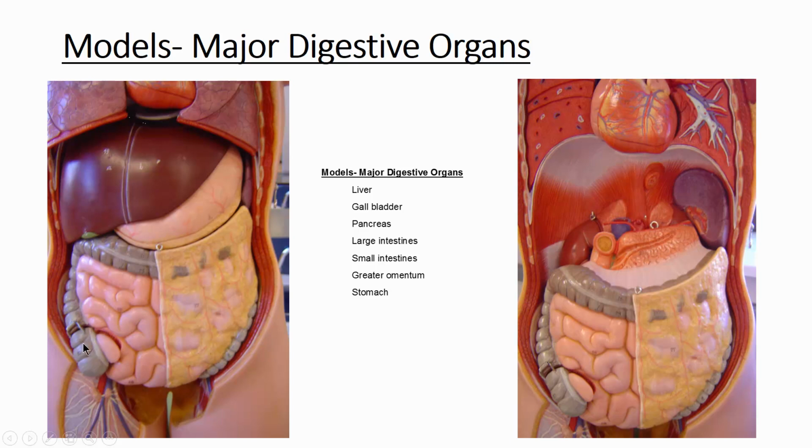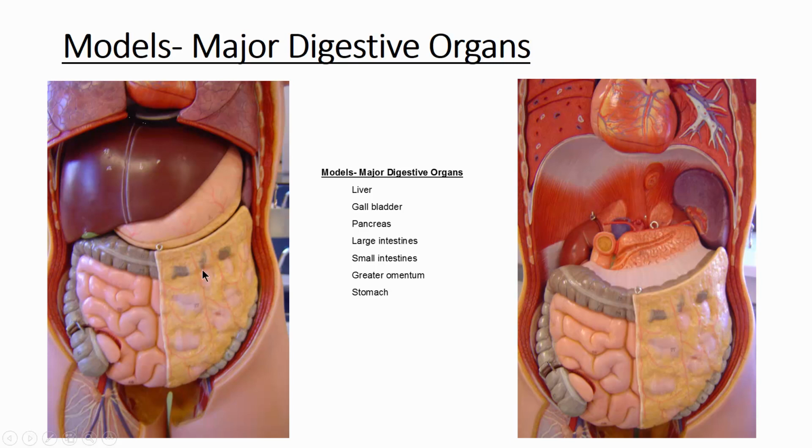Then of course you have the large intestines that go across. On your lab, sometimes I ask you particularly what the parts are. So from this figure you can see the ascending colon, the transverse colon, the descending colon, and then down where the S shape occurs would be the sigmoid, but you can also just call it the large intestine here.